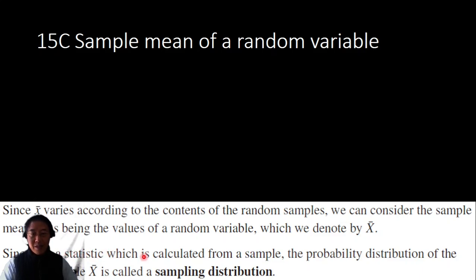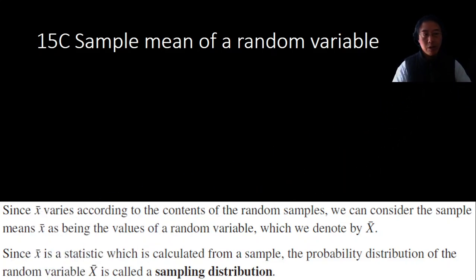So it's a statistic, calculated from the sample, and from that we're going to get a probability distribution of that random variable. That is called a sampling distribution. And again, sorry, I'm in the way, so if you wanted to read the rest.